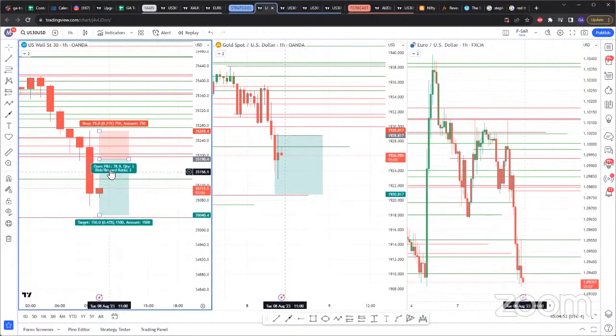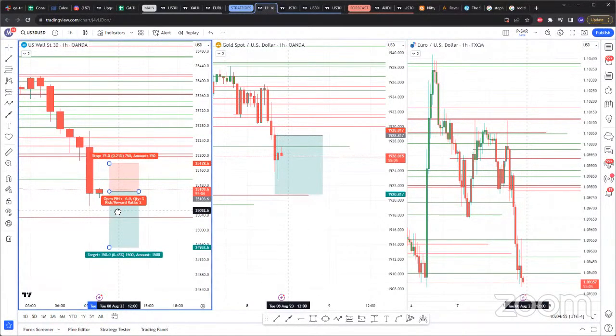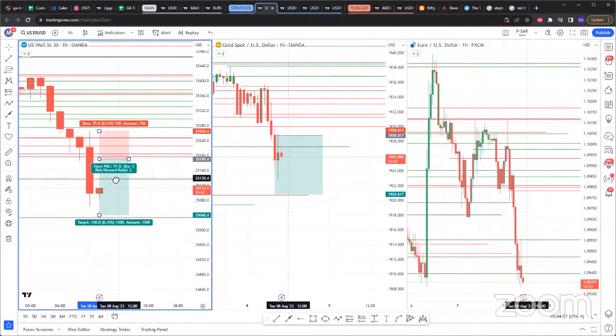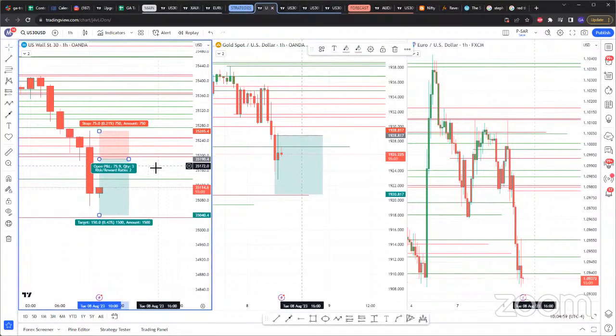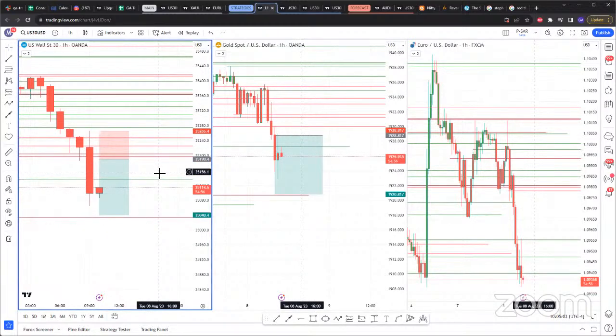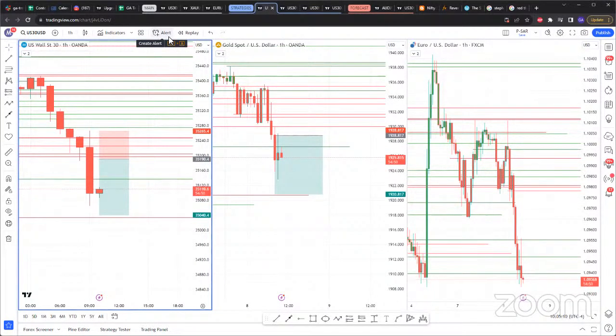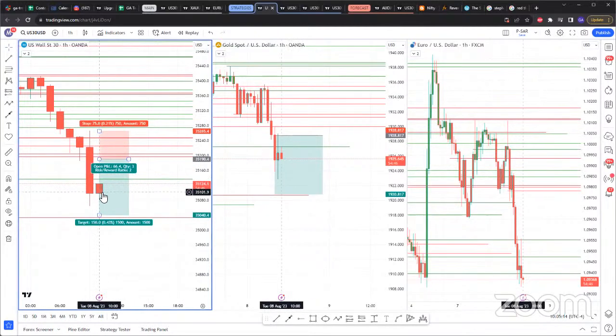This is what I would prefer compared to this. So that's the difference: the retest is always the best. The continuation, again, you might be just chasing price. So that's what I want for US 30. But again, this hourly candle has to close.